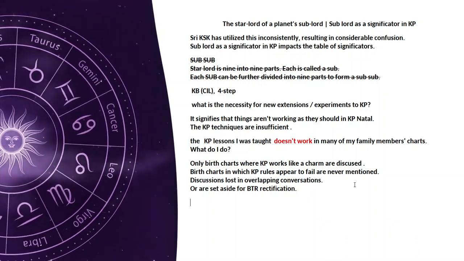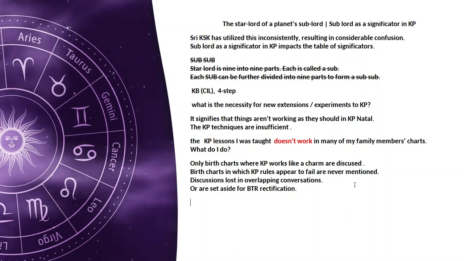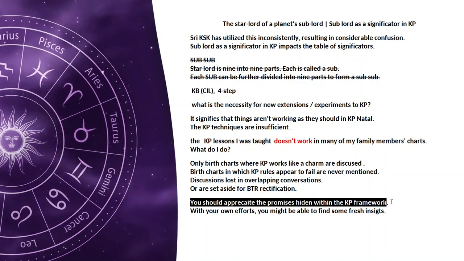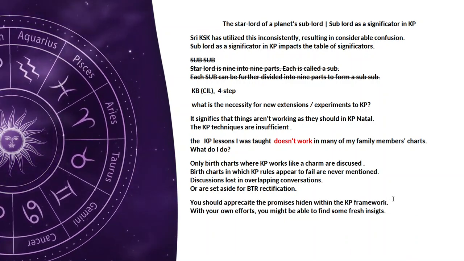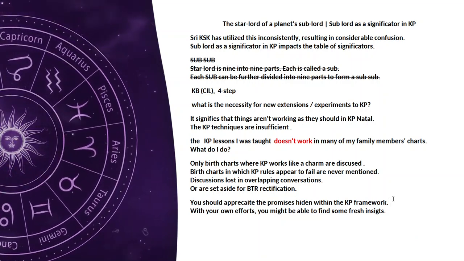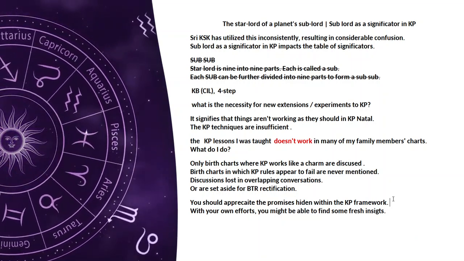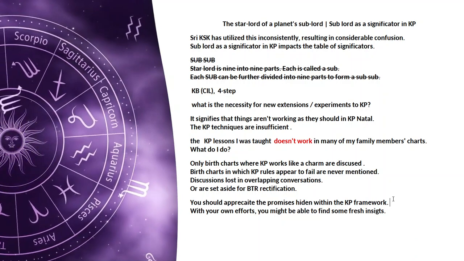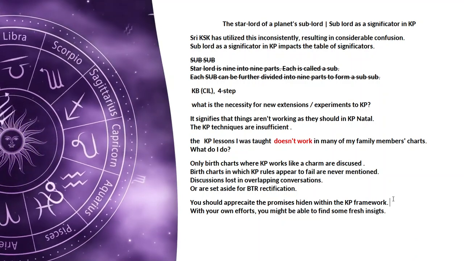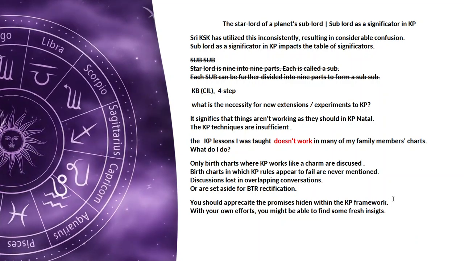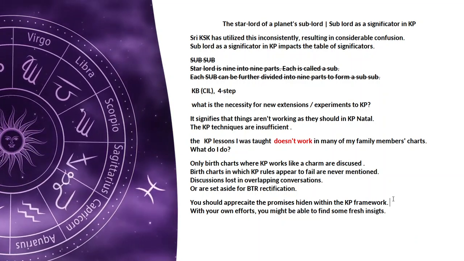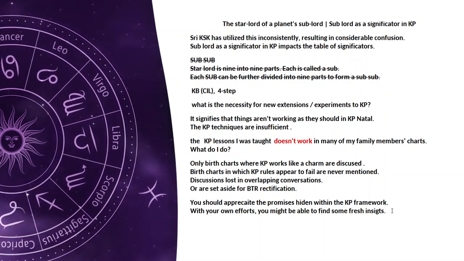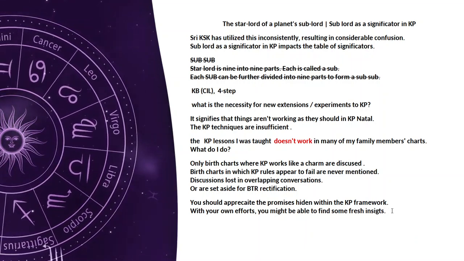It is logical also. So at the end of the video, I would just say two things. You should appreciate the promises hidden within the KP framework. The Cuspal interlink theory and the four-step theory are two very good examples of the promises hidden in the KP framework. And if you put your own efforts into identifying some new patterns in the KP framework, you might be able to find some fresh insights that you later would like to share with the KP community.